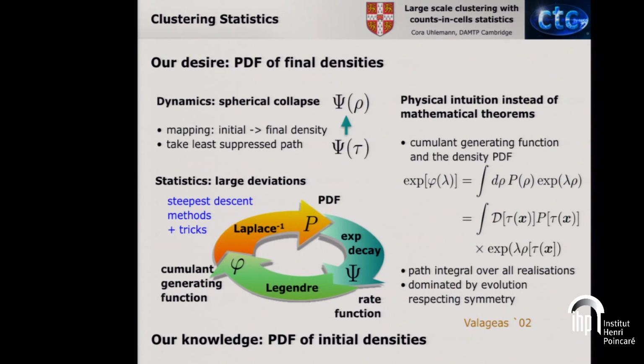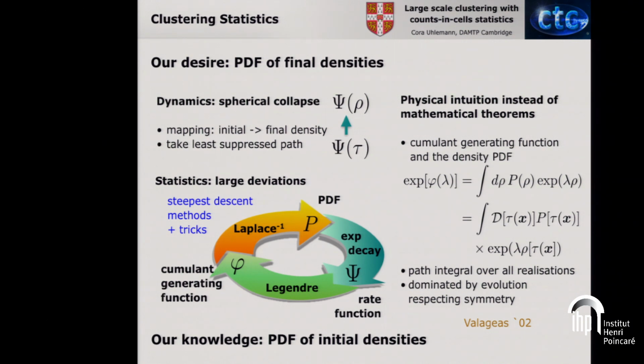So the main idea is basically if you have something that's exponentially decaying, you can quite easily guess how this exponential decay maps if you have nonlinear evolution. So that's basically the point of view. We're going to say we know the initial exponential decay, which is a Gaussian, hence this is a quadratic function. And we're just going to map this exponential decay with our spherical collapse model.